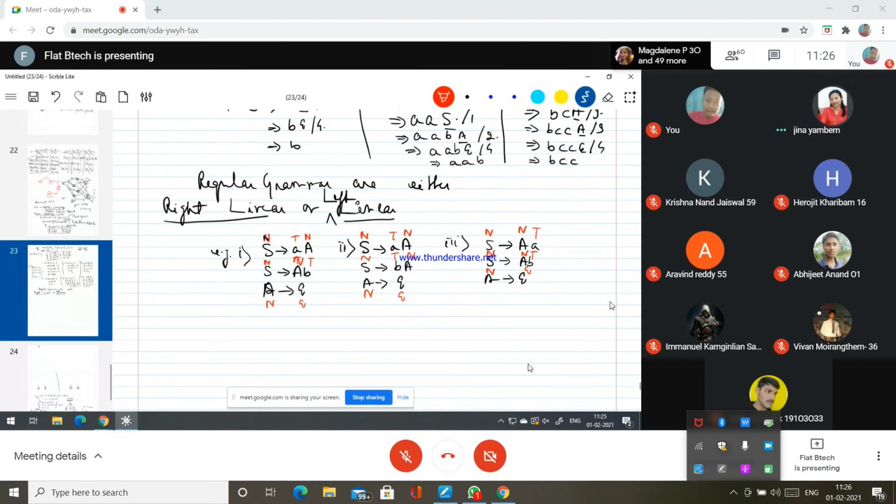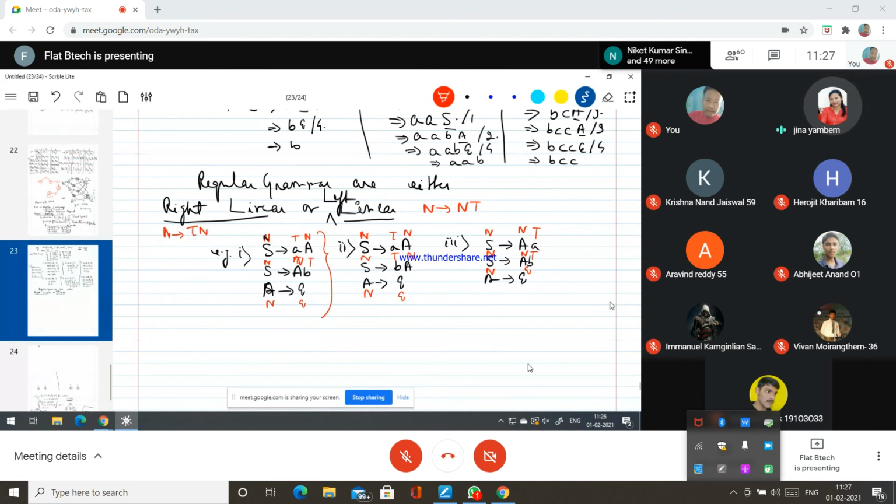Now, as per the definition we have just seen, right linear means the non-terminal comes after the terminal, and left linear means the non-terminal comes before the terminal. In this example, I'm seeing a mixture of these two, right linear as well as left linear. Terminal followed by non-terminal is right linear, non-terminal followed by terminal is left linear.